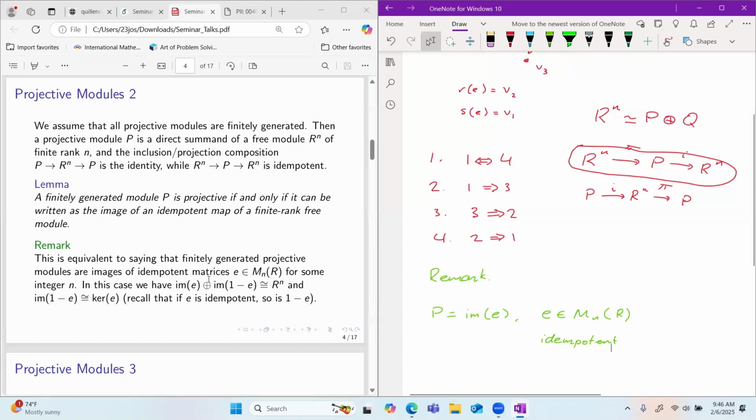And you can also look at this remark here, which I quite like. If you have an idempotent n by n matrix, the direct sum of its image and the image of 1 minus E is the entirety of Rn. And the image of 1 minus E is the kernel of the idempotent matrix. If you don't recall this, that's okay, but it's important to know that if E is an idempotent element, then 1 minus E is also idempotent. And they form something called mutually orthogonal idempotents.